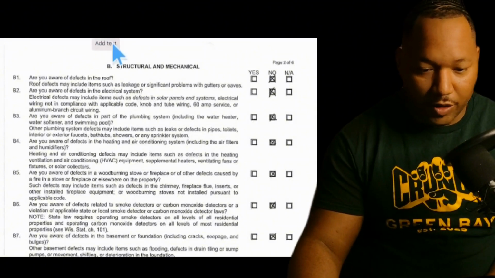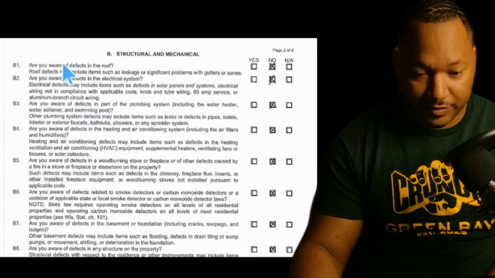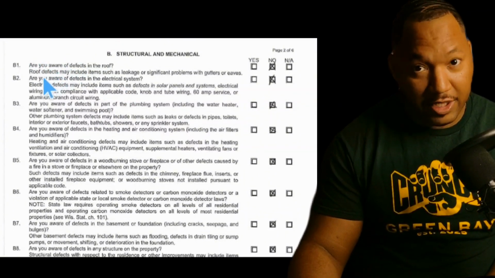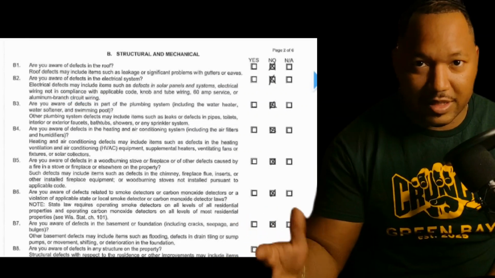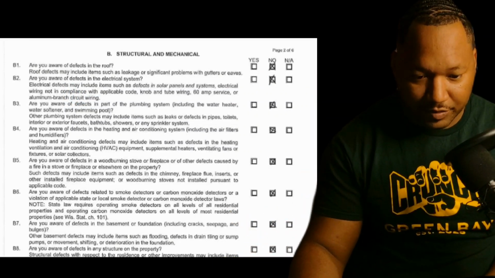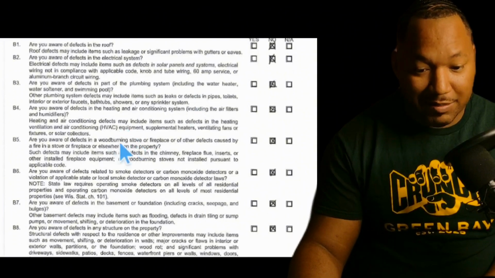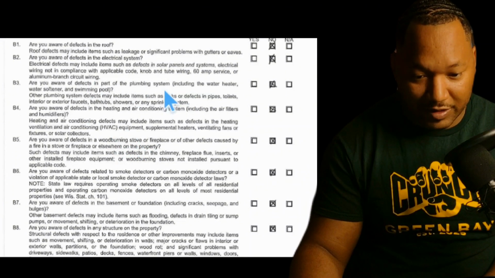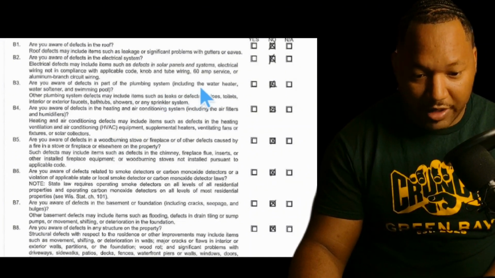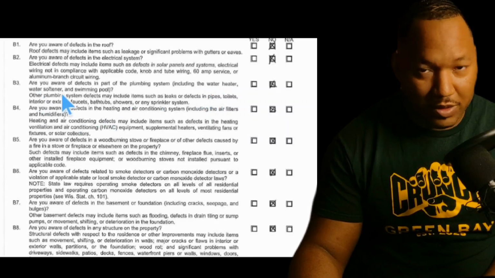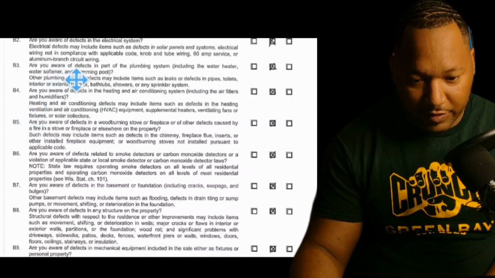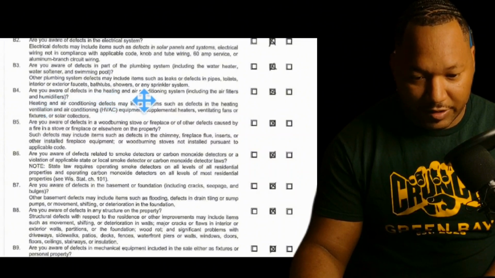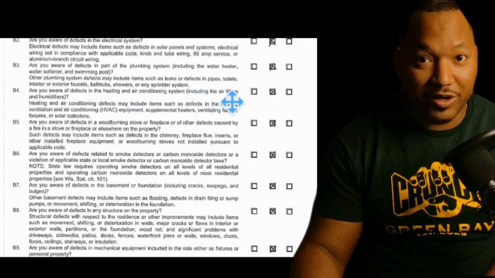So, are you aware of any defects in the roof? Are you aware of any defects in the electrical system? Yes, no, or not available, meaning it's non-existent in your home. Are you aware of defects in the plumbing system or any parts of it, including the water heater, water softener, swimming pool? Are you aware of defects in heating or air conditioning, including the air filters and humidifiers?